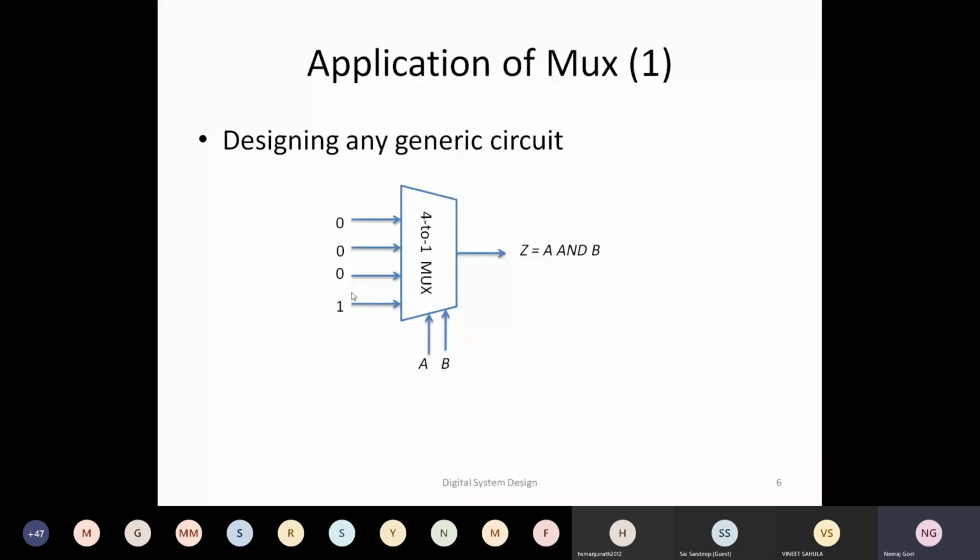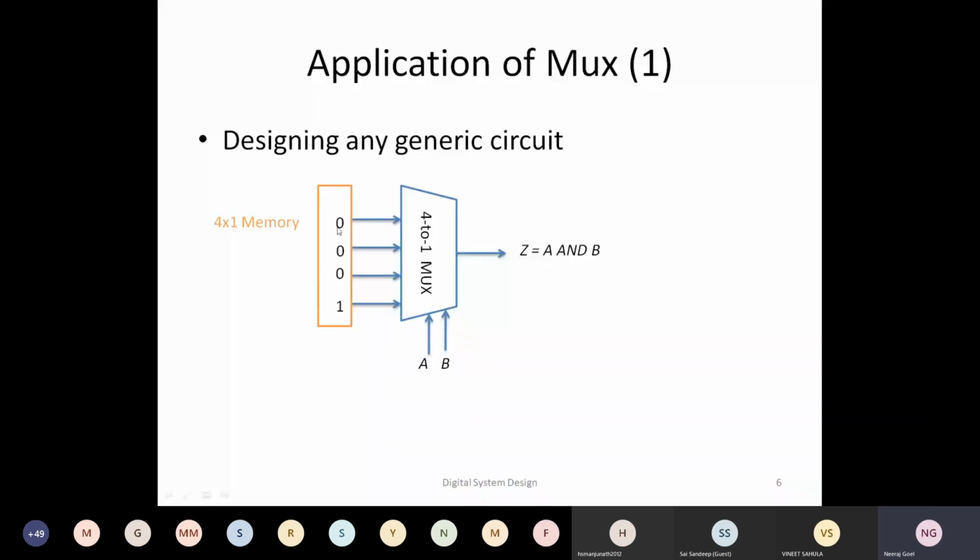One alternative is that I can use a memory element. So let's say there is a 4x1 memory. That means depth is 4, width is 1. So this 4x1 memory is there, where on the first address 0 is stored, second address 0 is stored, third address again 0 is stored, fourth address 1 is stored.